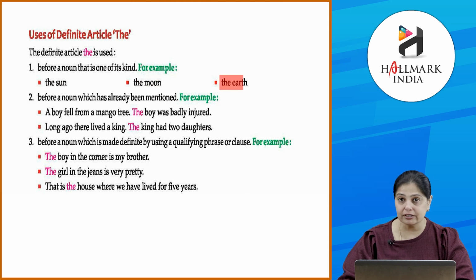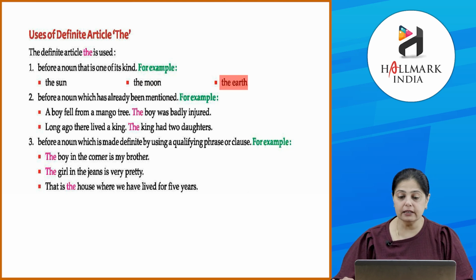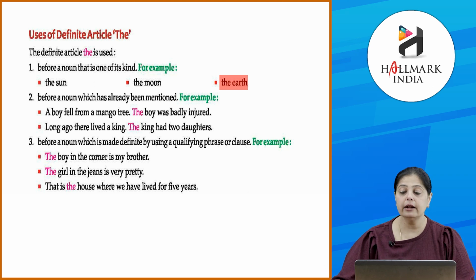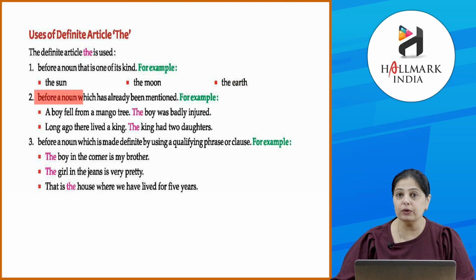The earth. Now, the definite article the is used before a noun that is one of its kind. मतलब something that is specific, unique, एक ही है. For example, the sun, the moon, the earth. Now, they are all one of a kind. You don't have more than that, right? Next is before a noun which has already been mentioned.